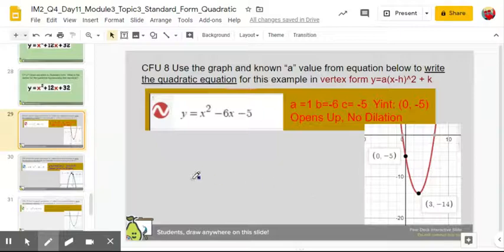All right, I want to go over CFU 8 through 12. I'm hoping you were able to do these. So you should have got the A value from the standard form equation. So we know A was 1. It was given right here as well.